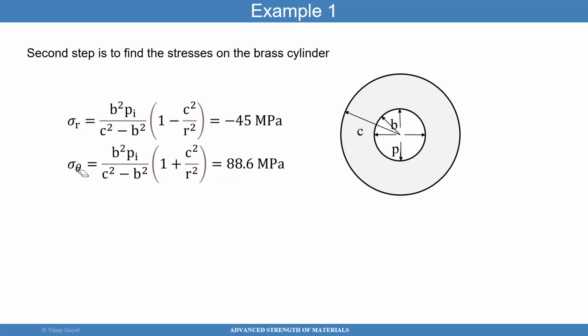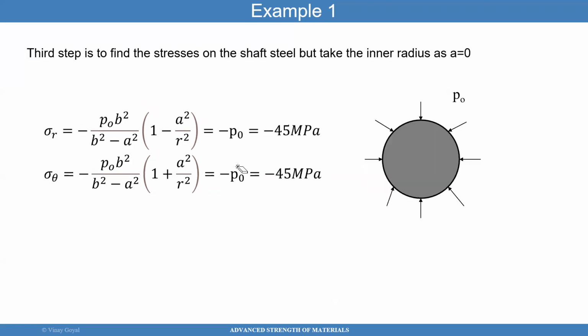And it makes sense that the hoop stress is in tension because you have this reaction force occurring. What is going on with the shaft steel itself? Well, that's interesting. I can use the same equations I've been using for the pressure vessel, but realize that the internal radius is 0. There's no internal radius.